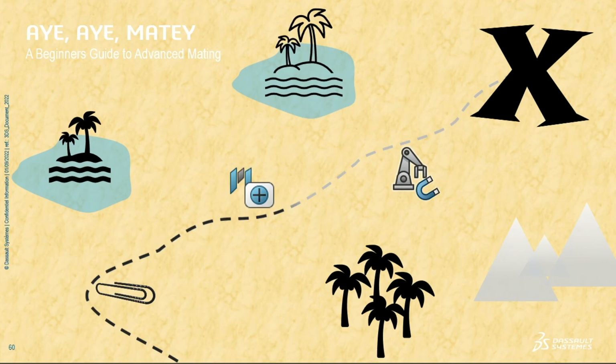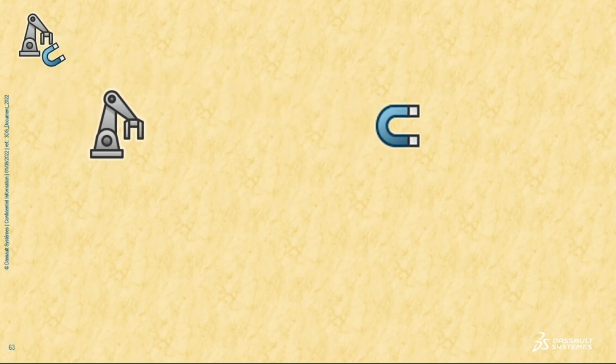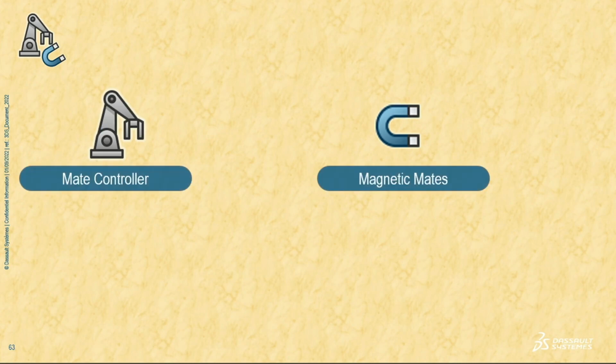Okay, so moving on to that next section, our last section here. Moving on in our journey, we have these newer-ish, more innovative tools that we're going to talk about. Not too new, I guess, they've been around for several years now. But they can be very specific for certain types of applications. But if they can be utilized in what you're doing, they can be pretty powerful, pretty cool tools. And those are the mate controller and magnetic mates. So we'll start with the mate controller here.